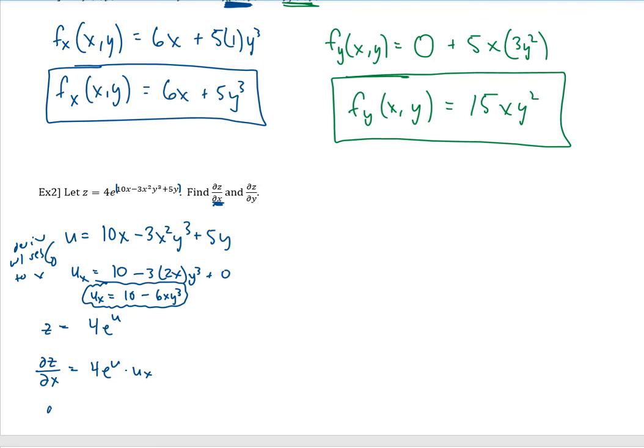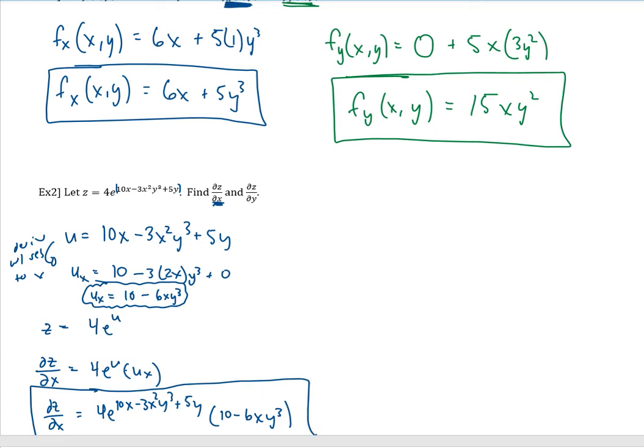So we have del z del x is 4e to the u, which is that whole thing there, the 10x minus 3x squared y cubed plus 5y, times the partial derivative of u with respect to x, which I clouded, which is the 10 minus 6xy cubed. So that would just multiply it, and you could rearrange things if needed. I'm going to skip that step. I think this is fine, and that's our partial derivative. Okay, so that's that. And then let's do the second one here.